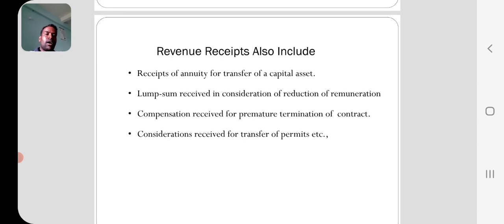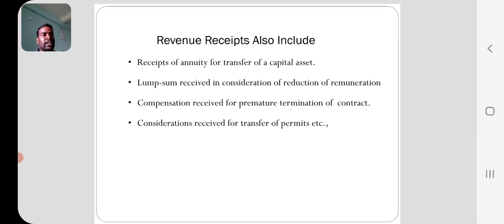Revenue receipts also include some items: receipts of annuity for transfer of a capital asset, lump sum received in consideration of reduction of remuneration, compensation received for premature termination of contract, considerations received for transfer of permits, etc.